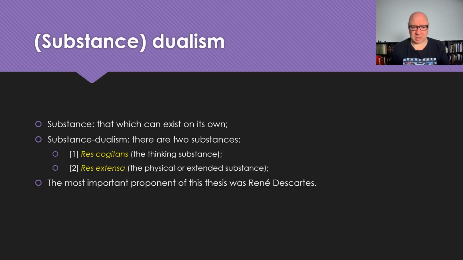René Descartes also gave his name to this substance dualism. We also call this Cartesian dualism, Cartesian substance dualism. Descartes lived in the Netherlands. He wrote most of his books here. I think he was a brilliant philosopher and scientist, but he was quite wrong in many things.